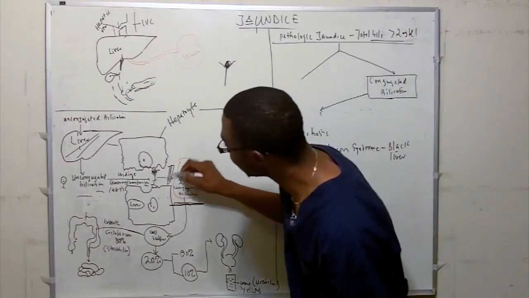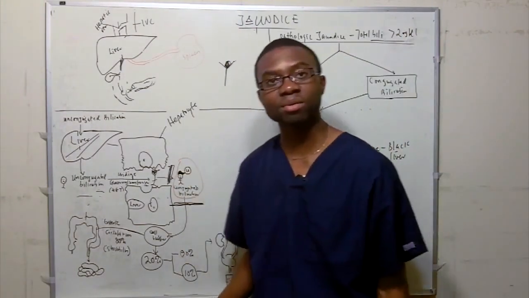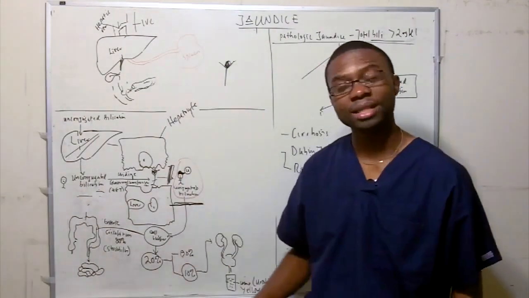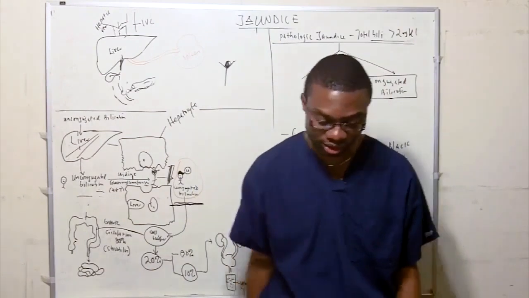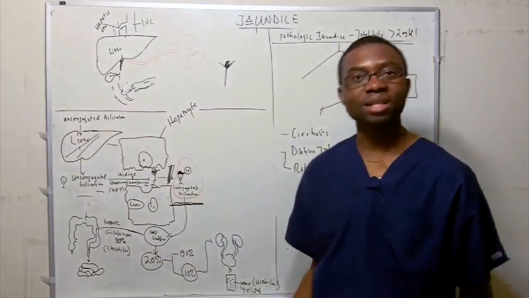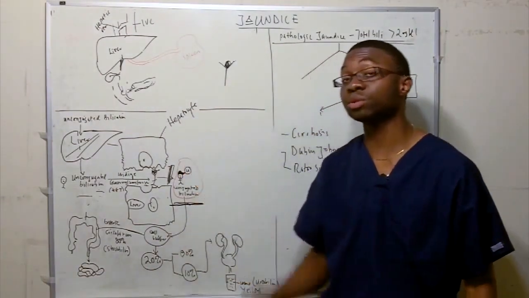And the problem is decreased excretion. It's right by the door. They can't excrete. It's an inherited problem. So on your boards, they're going to say the patient had a black liver, and they're going to put Rotor syndrome and Dubin-Johnson as options.